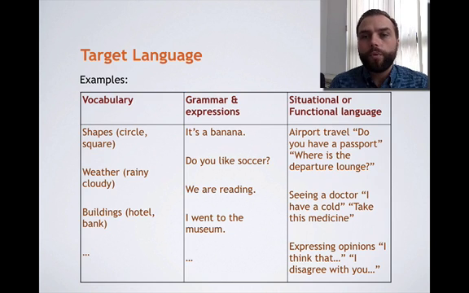And the final example is functional language. So here we have expressing opinions. I think that, I disagree with you, and so on. So those are expressions we use when we're expressing opinions. So if you're interested in finding out more about functional language, you can have a look online for Halliday's 7 language functions. And there's lots of information online. You can find more examples. So those are just a few examples of target language.